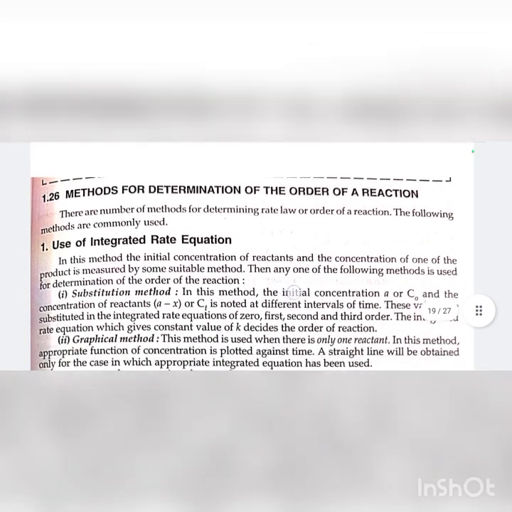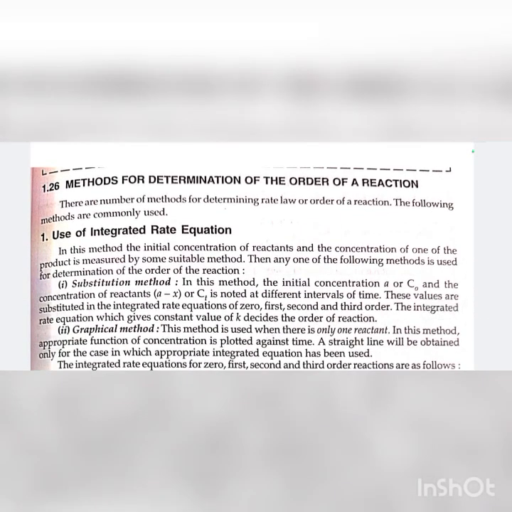Now here are some methods for the determination of the order of the reaction. There are a number of methods for determining the rate law or order of reaction. The following methods are commonly used. First is the use of the integrated rate equation. In this method, the initial concentration of reactants and the concentration of one of its products is measured by a suitable method.